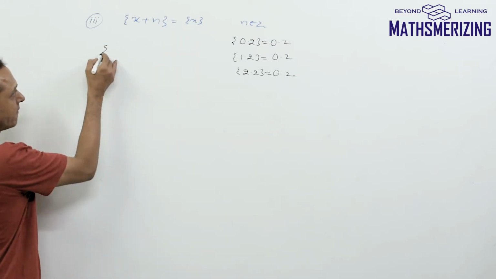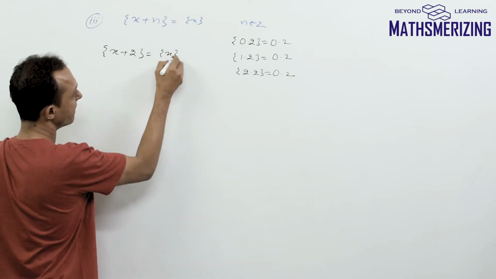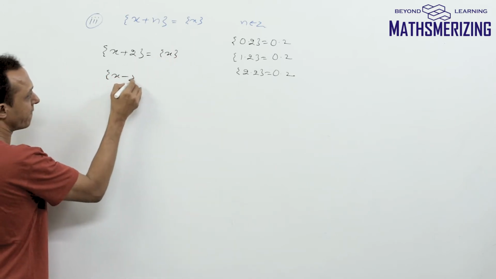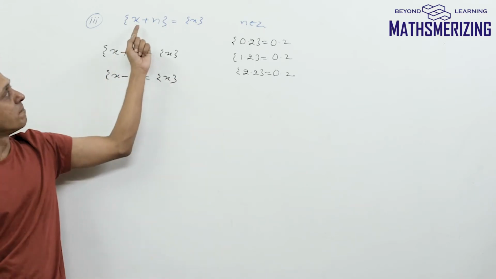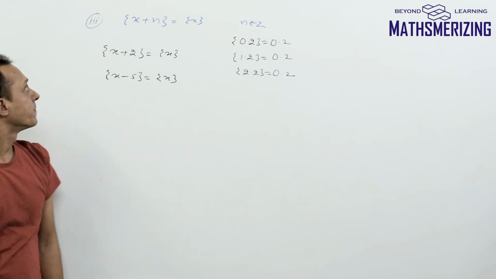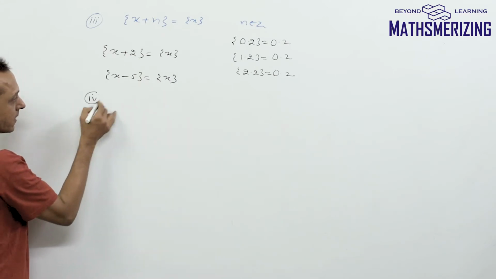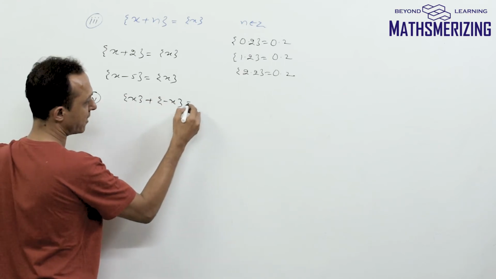Suppose I have fractional part of x plus 2. I'll simply write it as fractional part of x, or even if I have fractional part of x minus 5, I'll simply write fractional part of x, because fractional part of x plus n is the same as fractional part of x. Now the fourth one is, suppose I have fractional part of x plus fractional part of minus x.